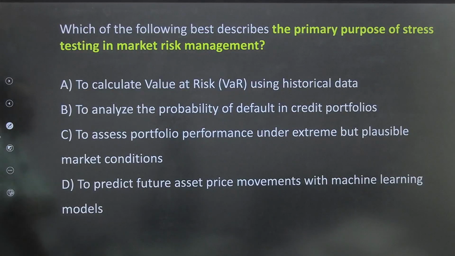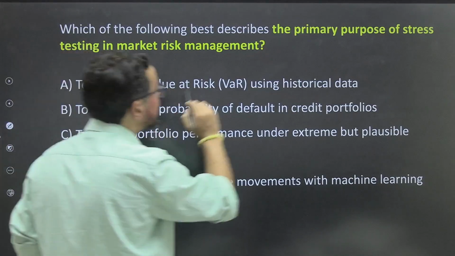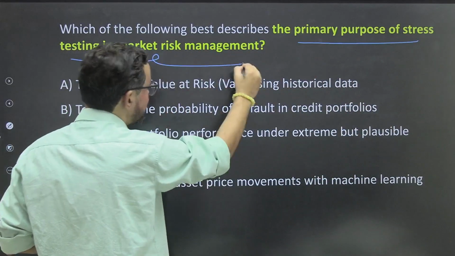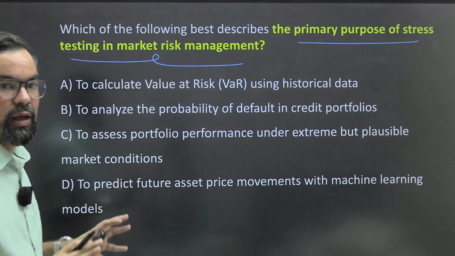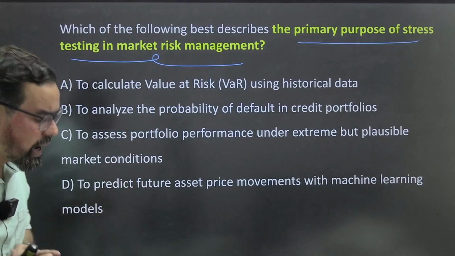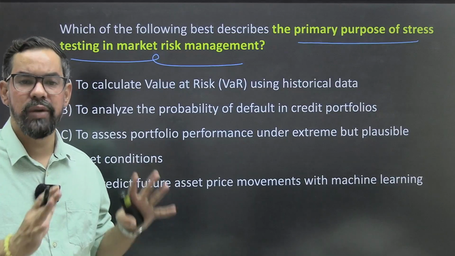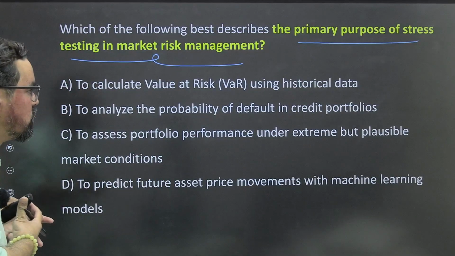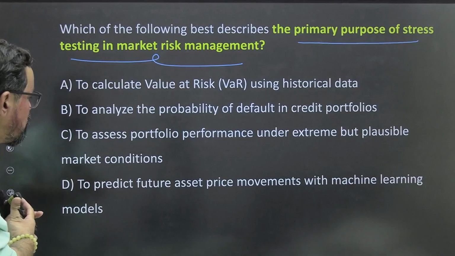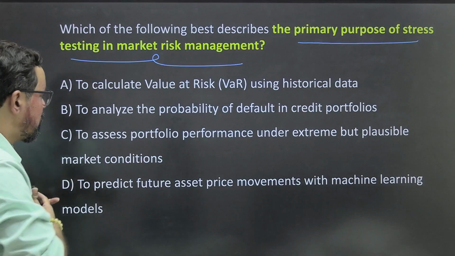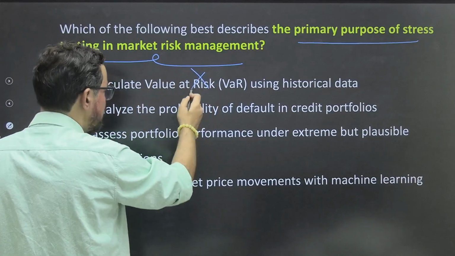Next one. Which of the following best describes the primary purpose of stress testing in market risk management? Okay, now I hope you guys are more comfortable with these types of questions. Yes, because we have practiced a lot of questions based on these particular things. So, calculate value at risk using historical data? The primary purpose of stress testing? No. VaR is not going to help you in this particular one.